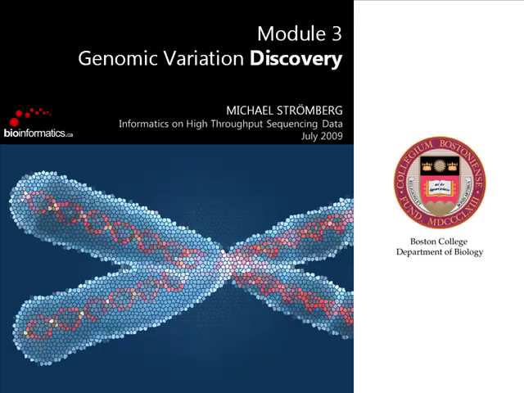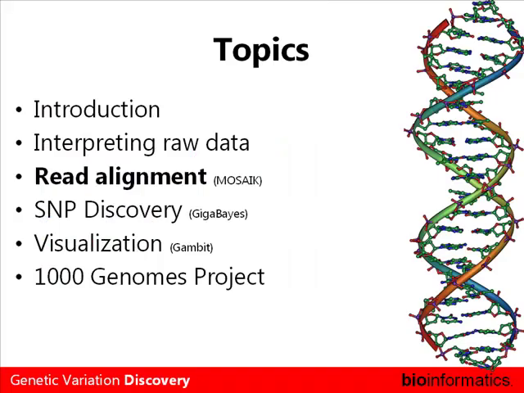So I'll be talking a little bit about genomic variation discovery. To lay it out, I'll introduce the topic, but then I'm going to talk about pretty much the entire pipeline leading up to SNP discovery. The reason I do that is it's very much a sequential process, and if you screw up at any point before doing the actual SNP calling, you're going to get very dismal results. And then after SNP discovery, I'll talk a little bit about visualization and then some of the work that I've been doing in the 1000 Genomes Project.